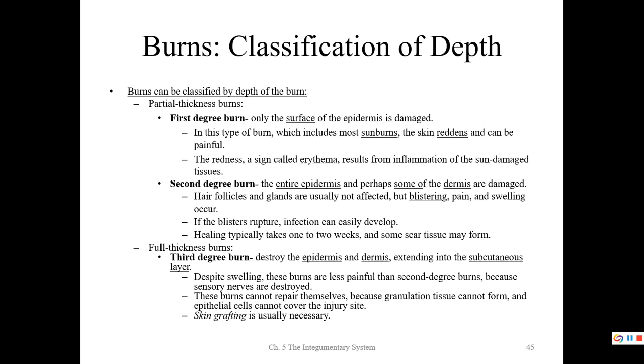Now, the full thickness third degree burn. This is when the epidermis and dermis are burned, even down to the subcutaneous layer. Despite the swelling, this is less painful because the nerves are usually destroyed with the burn. These burns cannot repair themselves because granulation tissue cannot form, and the epithelial cells cannot cover the injury site, so skin grafts are needed. Okay, so first, second, third degree burn. I will describe a burn and ask you if it's first, second, or third degree. There will be a degree of burn question on the test.